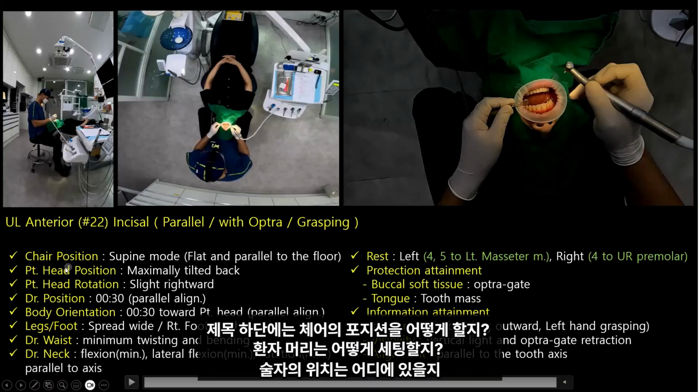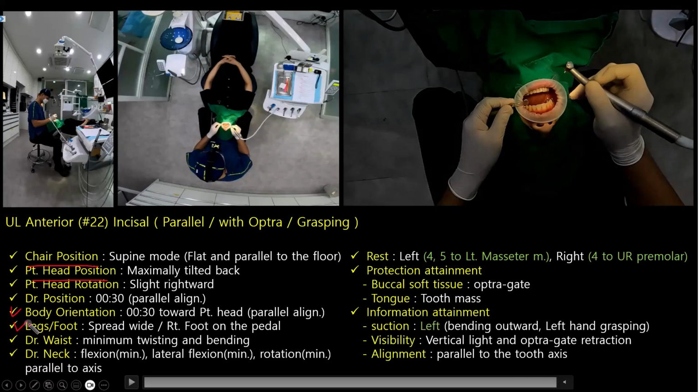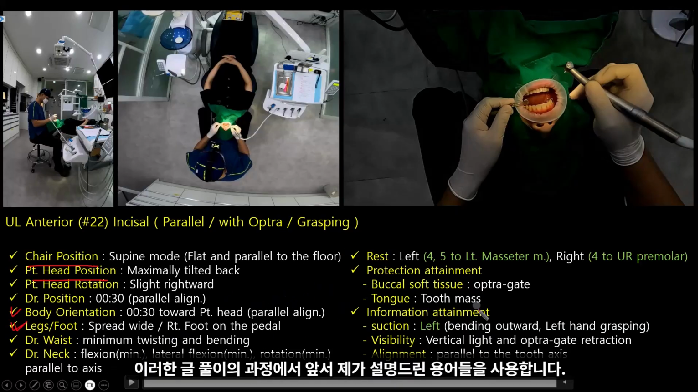Beneath the title, it will detail how to position the chair, how to set the patient's head, and also where the operator themselves should be situated. It also provides detailed written explanations of how to position the operator's legs and feet. Within these textual explanations, I will be utilizing the specific terms that I defined and elaborated upon previously.